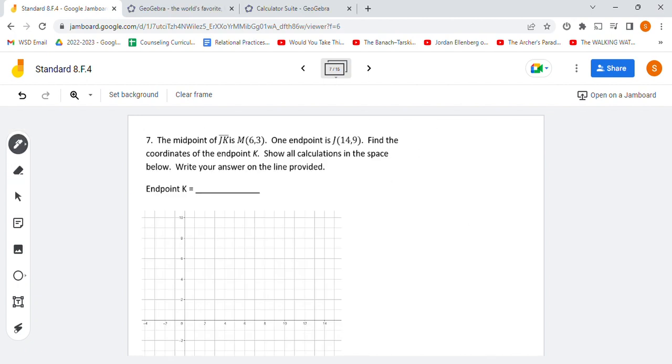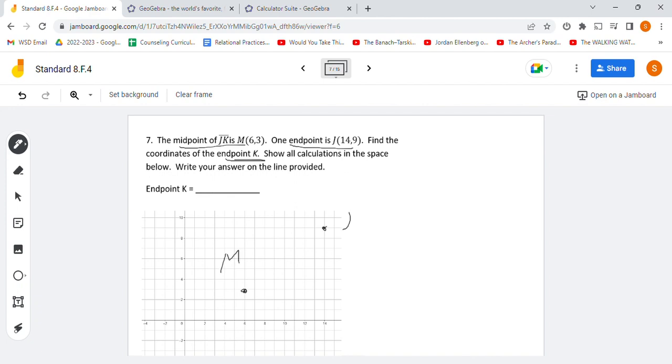On this next question, we are given a midpoint and one endpoint of a line segment. We need to find the coordinates of the other endpoint. So if we were to graph these, the midpoint of 6 and 3, that would put us right here. And then 14.9 for the endpoint. 14.9 would be right there. And we'll label those J and M.